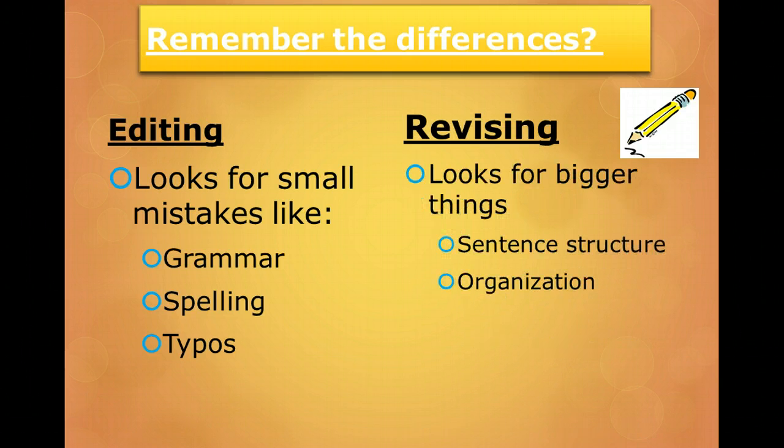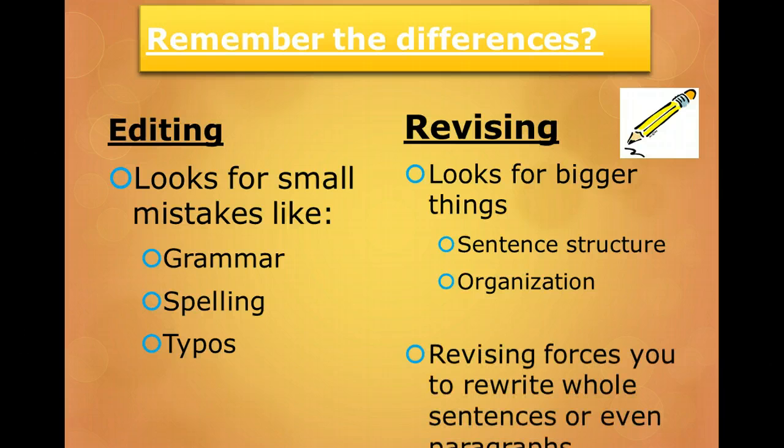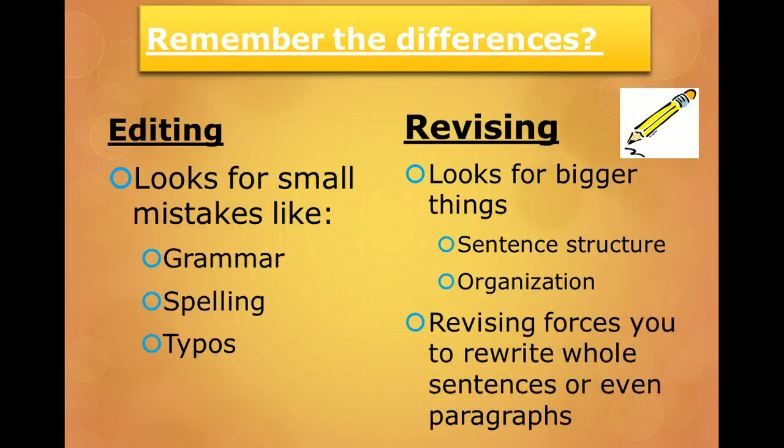Now, revising is a little bit different. Revising looks for bigger things. So sentence structure, organization. Revising really forces you to rewrite whole sentences or even paragraphs, moving paragraphs around. Maybe after you read the whole thing, you decide that argument 1 really should be argument 2, and so you want to switch those paragraphs around. That's what revising is. So editing is small, little mistakes that need to just be tweaked within the rough draft. Revising is whole sentences and whole paragraphs.